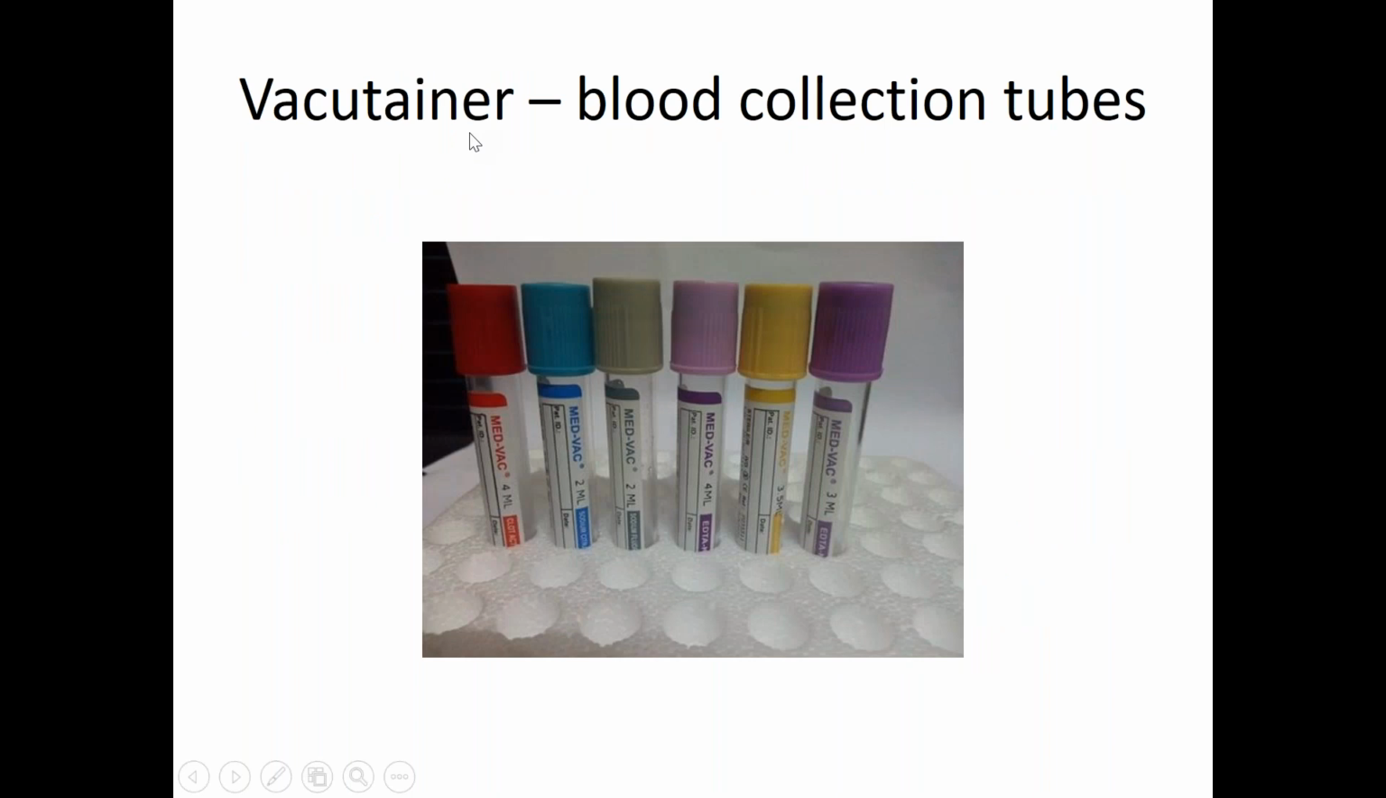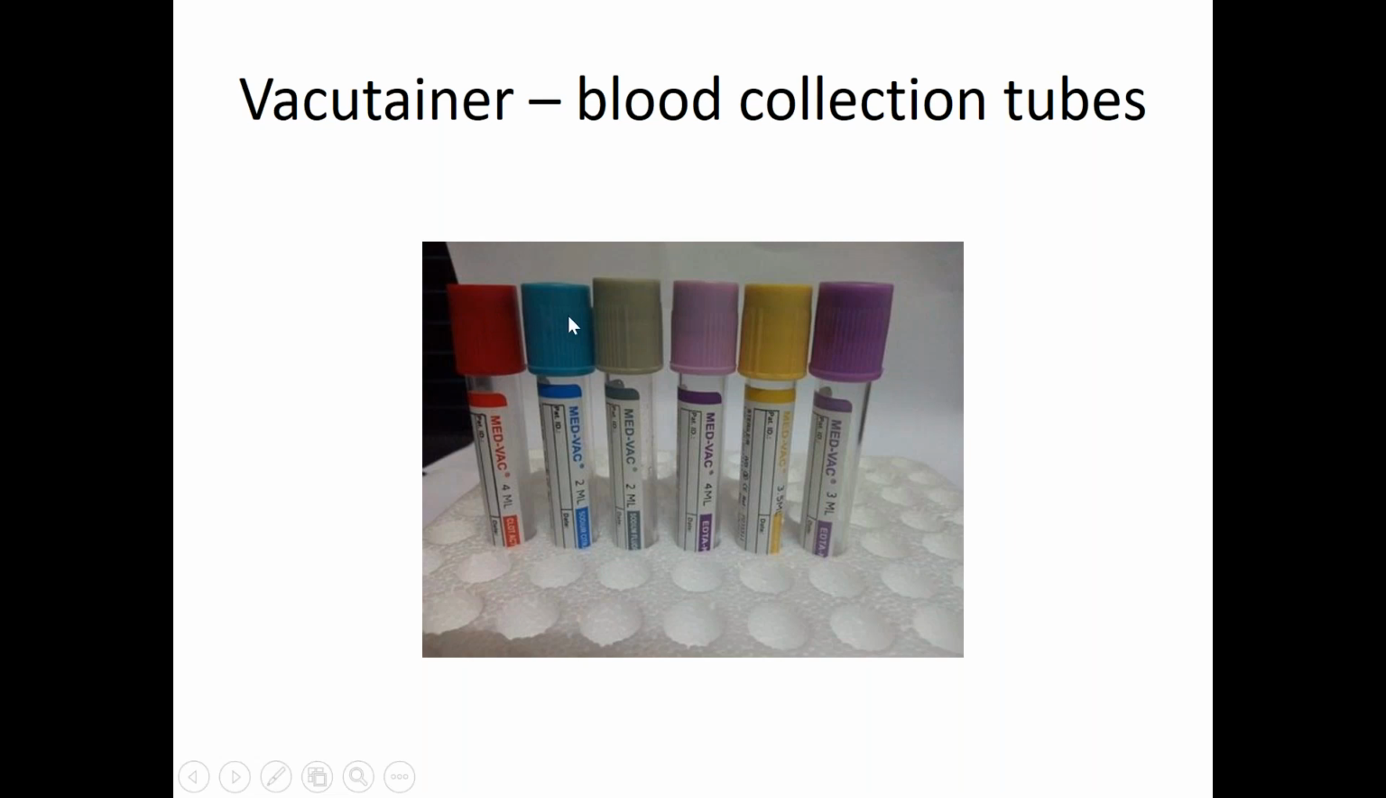This is the picture of the vacutainer, blood collection tube. The first one, this red cap vacutainer, is used for collecting the sample when we want to measure the analytes in serum. There is no anticoagulant present in this red tube. Most of the analytes in biochemistry, like protein, enzymes, hormones, are measured. In order to measure these analytes, we have to collect the blood in this red color tube.